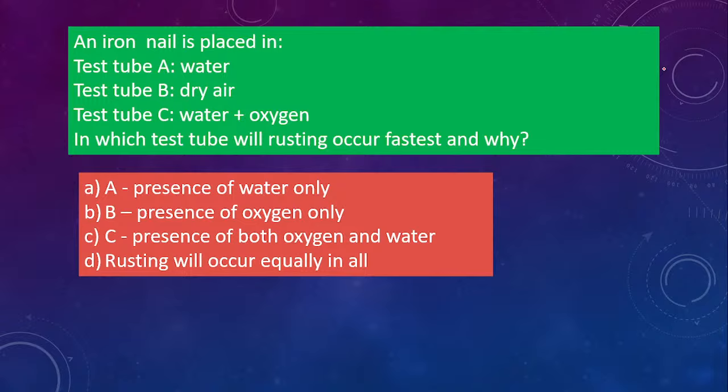Option A, presence of water only. Option B, presence of oxygen only. Option C, test tube C, presence of both oxygen and water. And option D, rusting will occur equally. So tell me the answer.